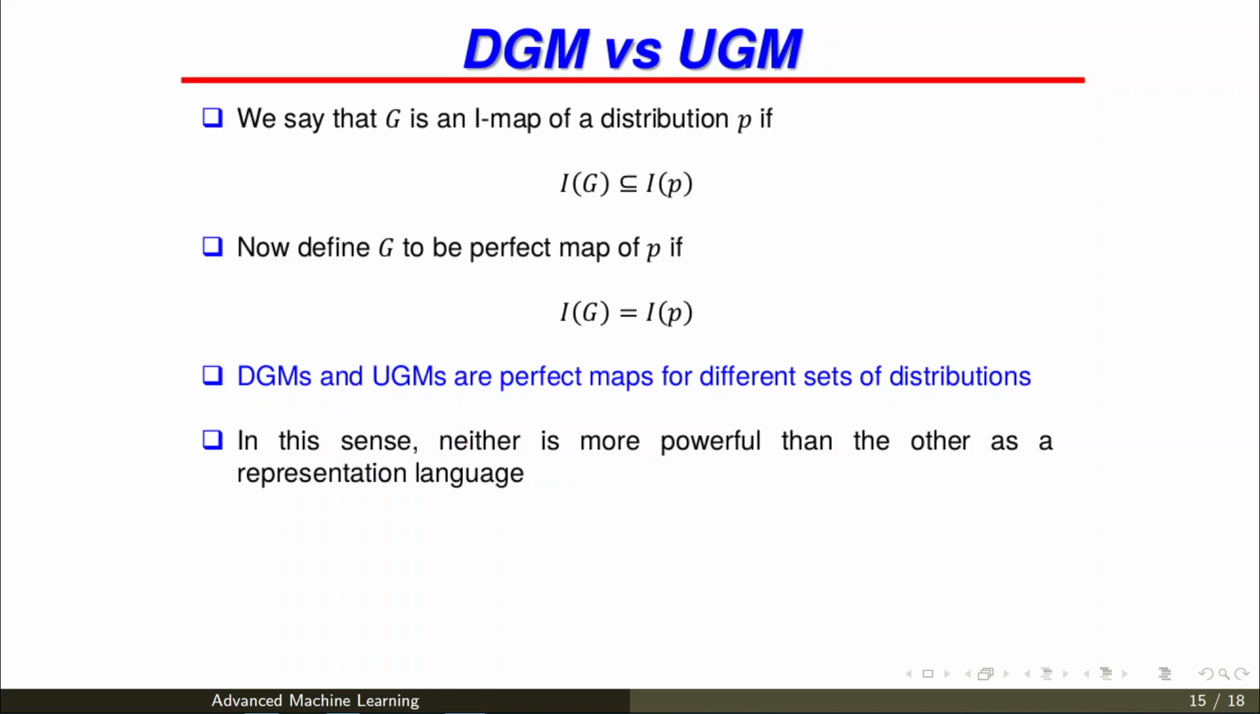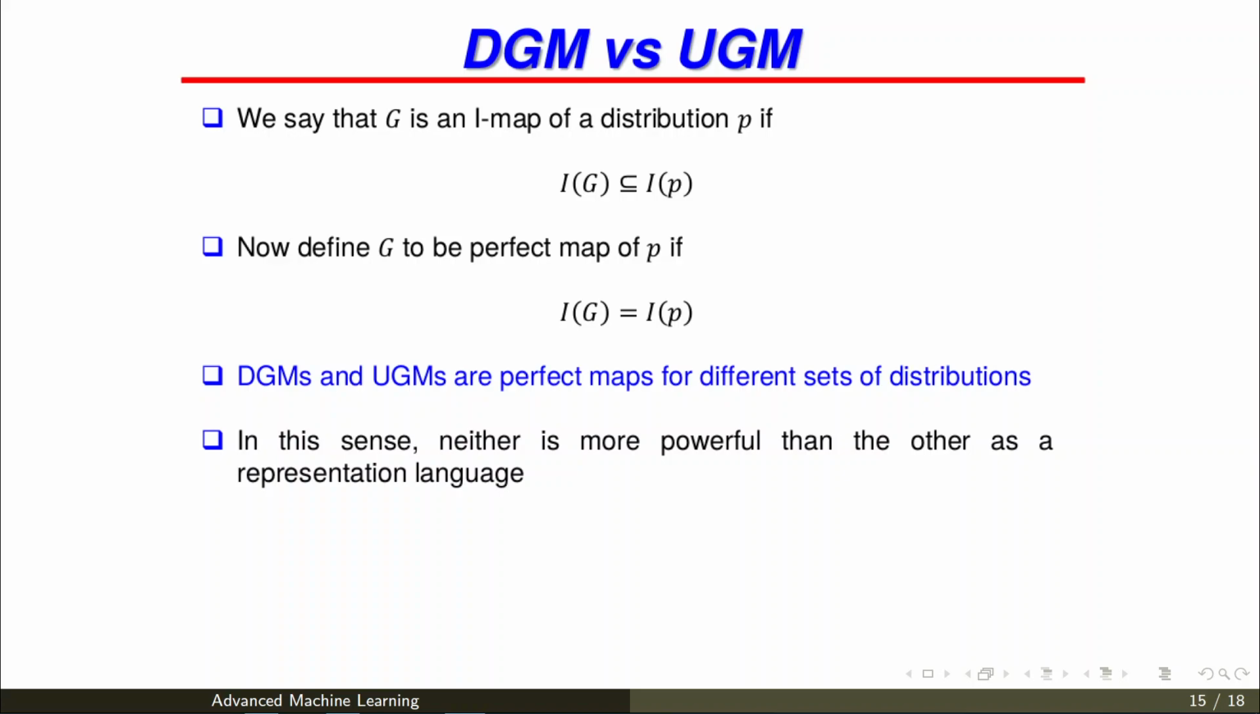This is the relation for a graph being an I-map of a distribution. The relations implied by the graph are a subset of the independence relations implied by the distribution. So these are the relations in the graph, and this is the probability distribution. Now define G to be a perfect map if the independence relations are the same. If the independence relations of the graph and of the distribution are the same, then we can say that this is a perfect map.